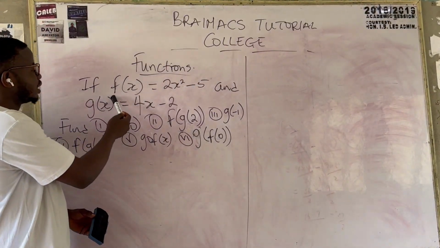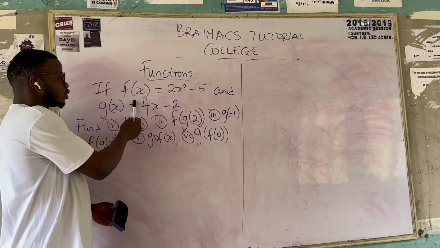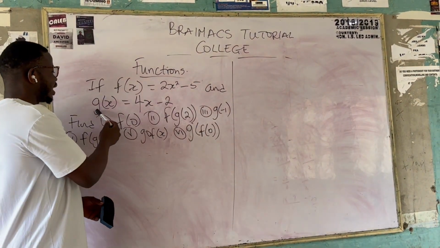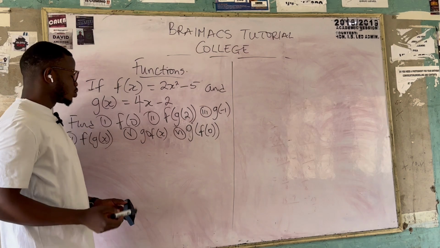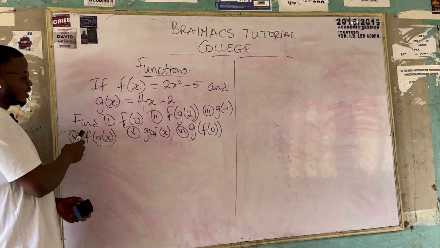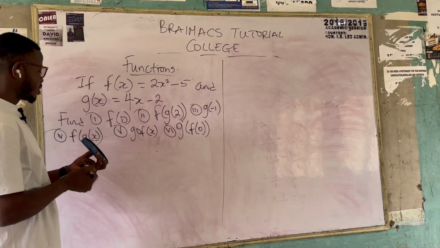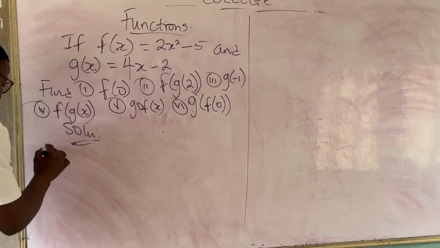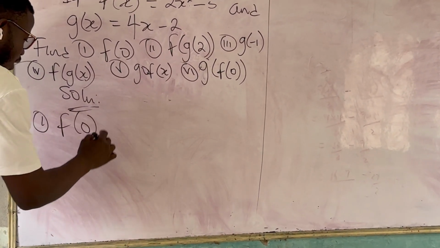So here we'll be given f, and that f is a function of x. So f of x is equal to 2x squared minus 5, and g of x equals 4x minus 2. Now the first question is we have to find f of 0. So now let's go to the solution. For the first question, we have to obtain f of 0.